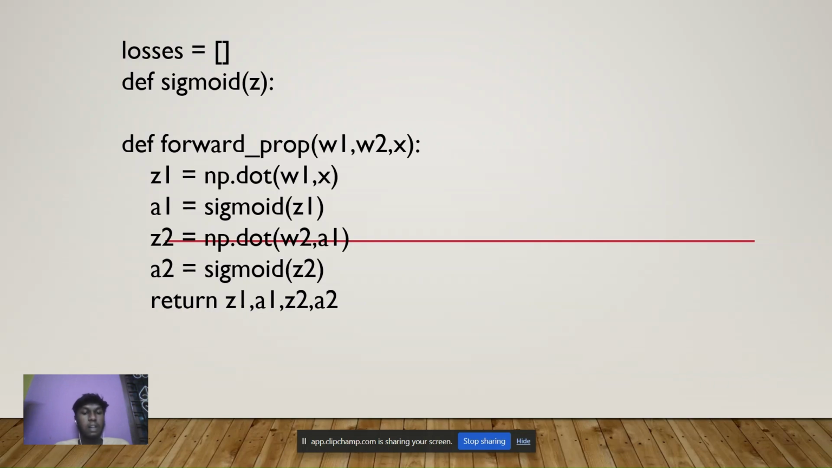The forward_prop function takes three arguments w1, w2 and x. w1 is the weight for the first layer, w2 is the weight for the second layer, x is the input data. Inside forward_prop, z1 is computed as the dot product of w1 and x. a1 is computed as sigmoid of z1, z2 is computed as the dot product of w2 and a1. a2 is computed as sigmoid of z2. This function returns z1, a1, z2, a2.